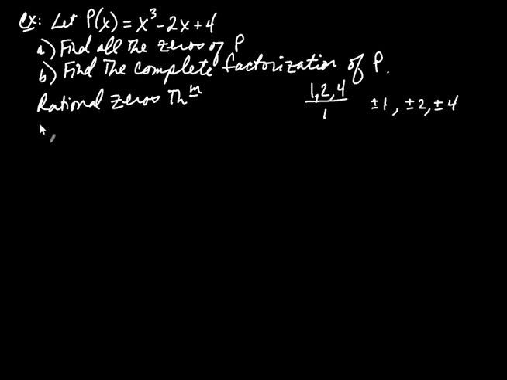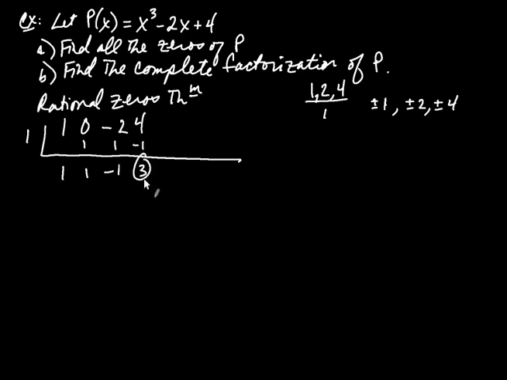So you're going to test these numbers, positive 1, negative 1, positive 2, negative 2, positive 4, negative 4. So let's start with 1. So we're going to use synthetic division, testing 1. And I write the coefficients. I have a 1, a 0 because there's no x squared term, a negative 2, and a positive 4. So bring down the 1. It's a 1, 1, 1, negative 1, negative 1, and a 3. Because the remainder is not 0, that means 1 is not a 0 of that polynomial.